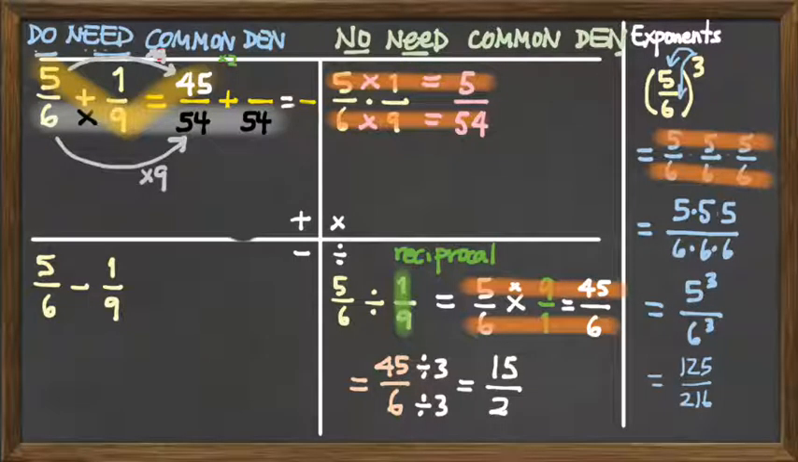So if that works for the first fraction, how do I find the numerator for the second fraction? What do I have to multiply 9 by to get 54? That's 6. And 6 happens to be the other denominator. Right? So my second numerator I can find just as the cross product of this 6 and this 1.